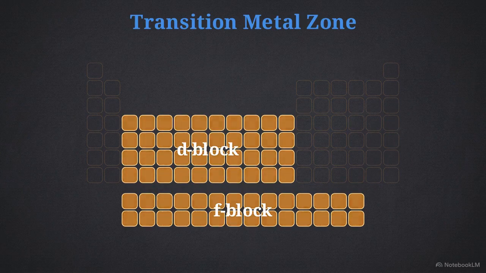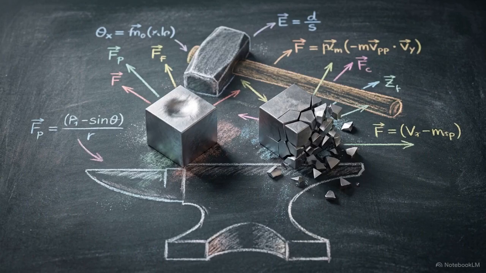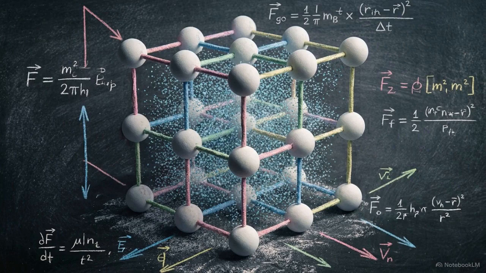This is the transition metal zone, the D and F blocks. Here, elements with nearly identical outer structures behave like different materials. Understanding these materials requires looking past linear trends and examining the competing subatomic forces within the atom.